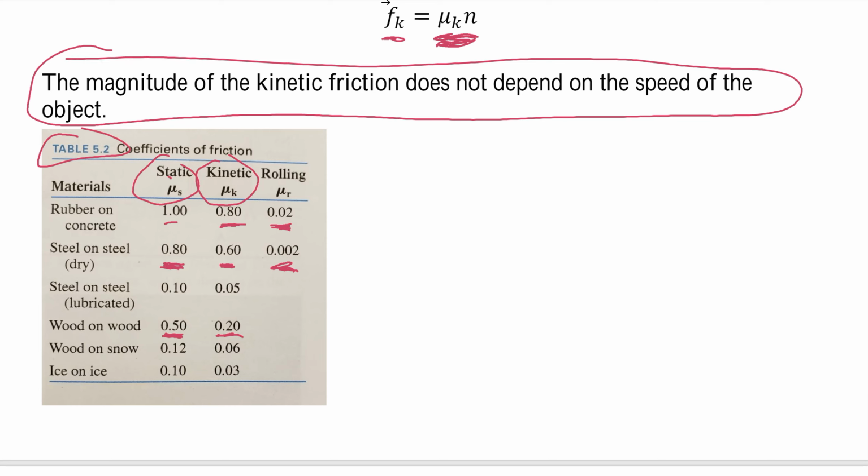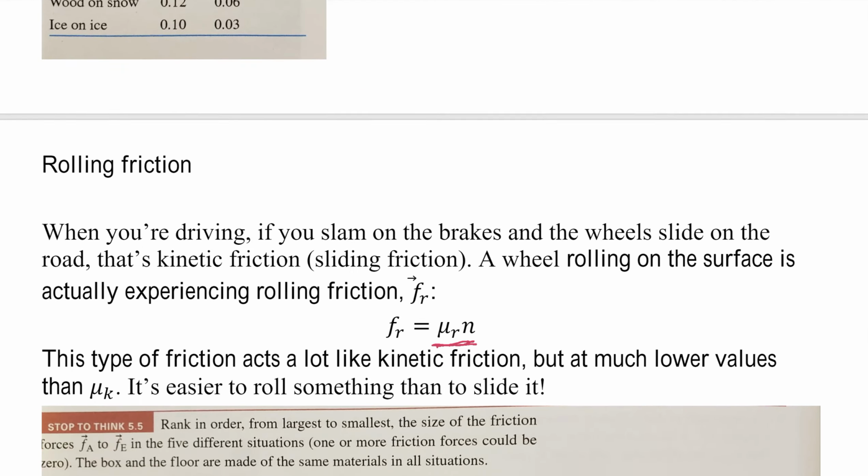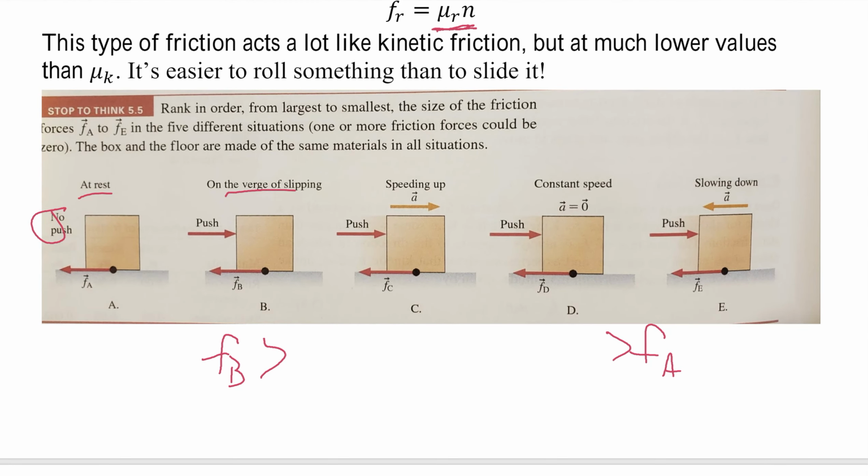The magnitude of the kinetic friction does not depend on the speed of the object. Does that help?